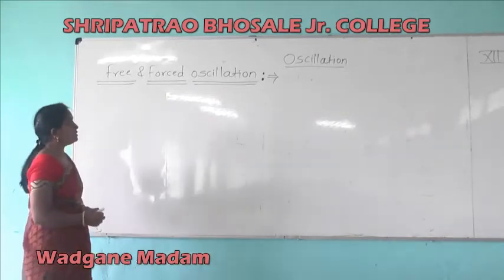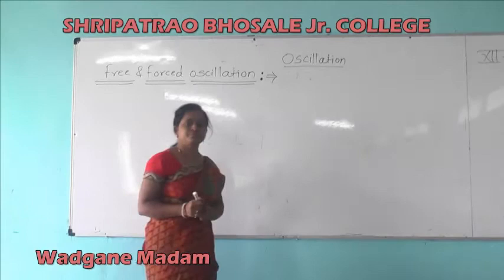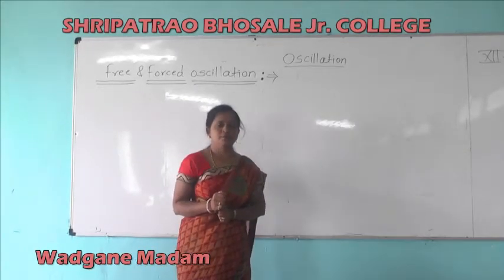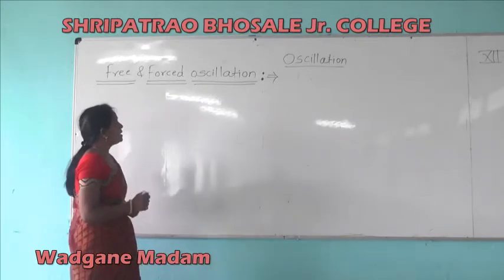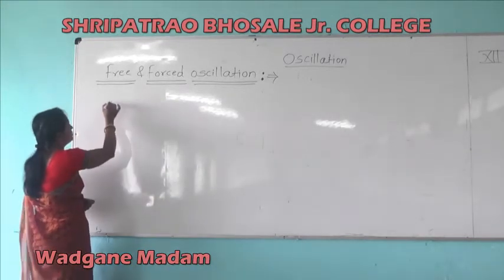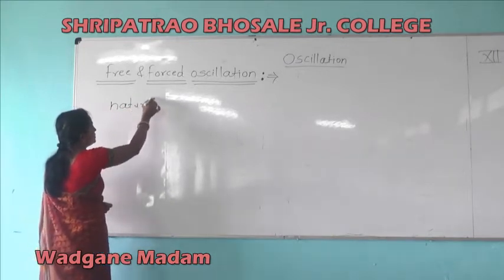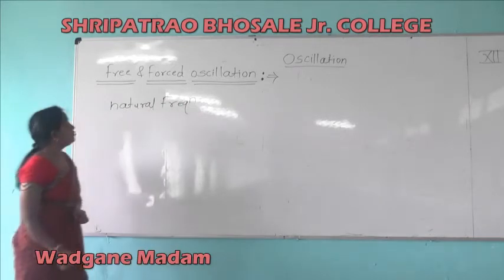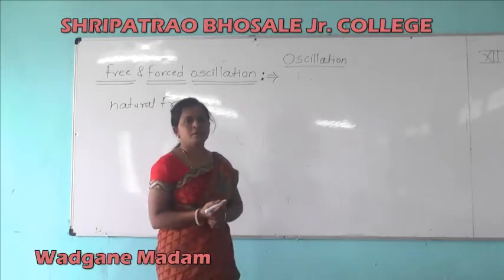Free and forced oscillation. If an object is allowed to oscillate about its own axis, then that frequency is called the natural frequency, and the oscillations are called free oscillations.